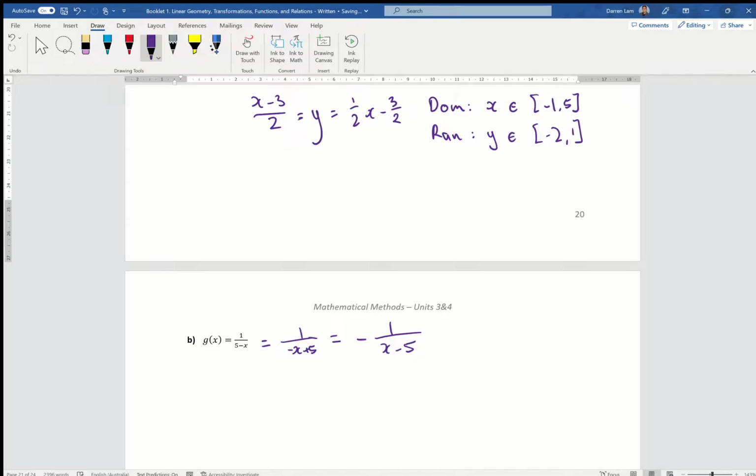Okay. I know it's a rectangular hyperbola. I also know that it's got an asymptote at x equals 5, because of course our denominator cannot equal 0. So x equals 5. And because it's a negative, it's not going to be top right, bottom left, it's going to be the bottom right, top left. So it looks something like this.